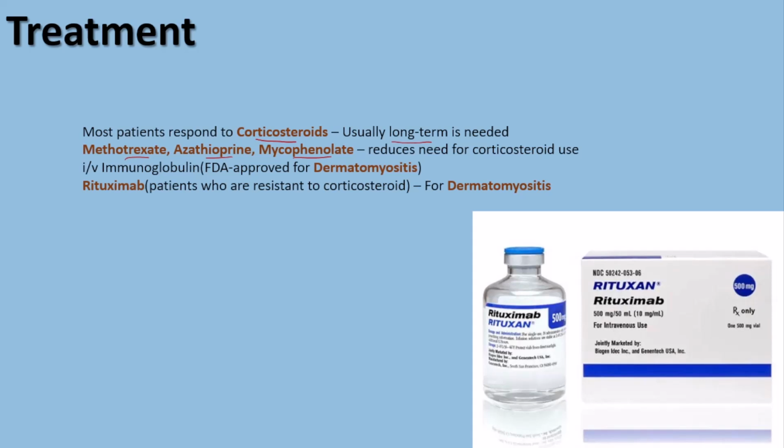Also, we have IV immunoglobulin in case of dermatomyositis. This is an FDA approved drug for dermatomyositis, and also rituximab, which is a monoclonal antibody drug against CD20, and this is usually saved for patients who are resistant to treatment with corticosteroids, and it's usually used for dermatomyositis. So thank you for watching.